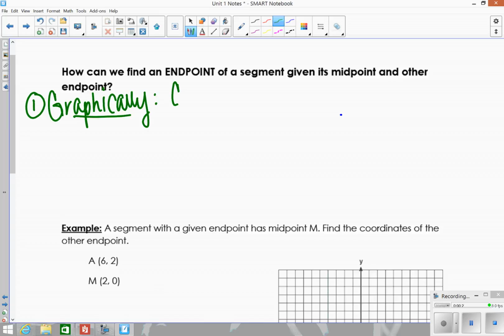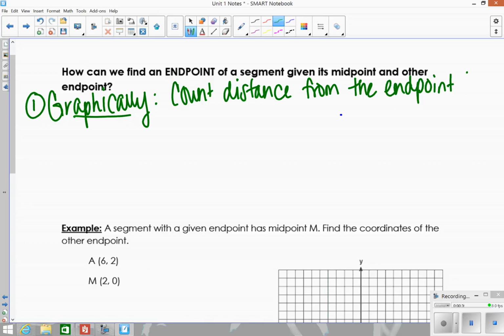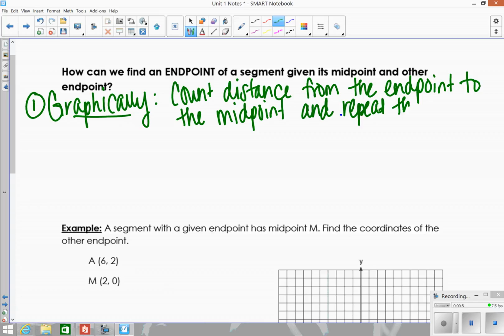So you're going to count the distance from the endpoint to the midpoint, and then you're going to repeat the distance to find the other endpoint.